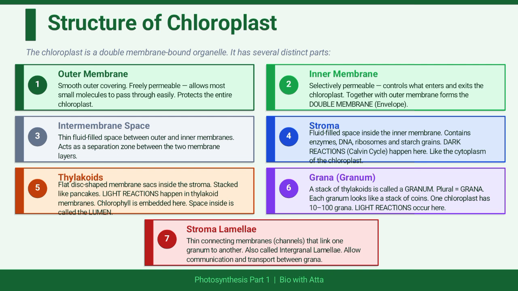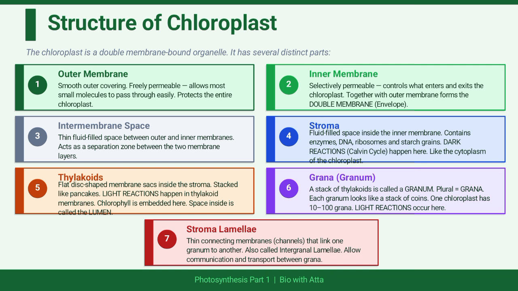Number 2, the inner membrane. Just inside the outer membrane is another membrane layer. Together, these two membranes form what we call the double membrane or envelope of the chloroplast. Number 3, the intermembrane space. This is the small space between the outer and inner membranes.